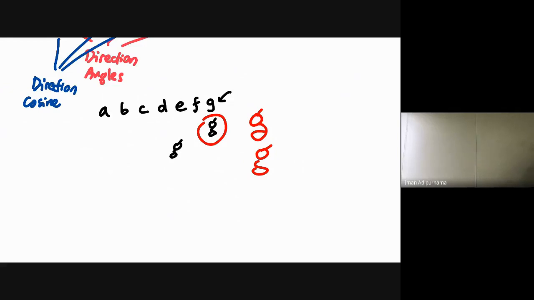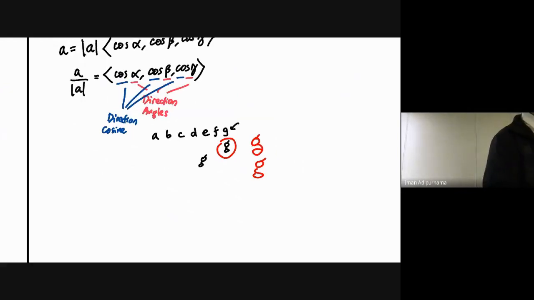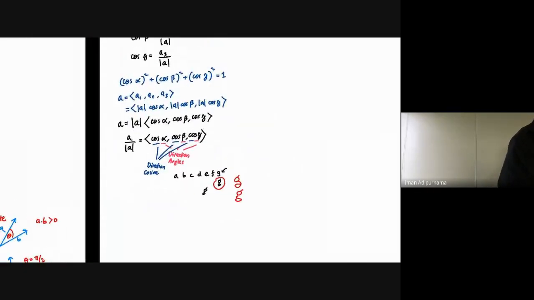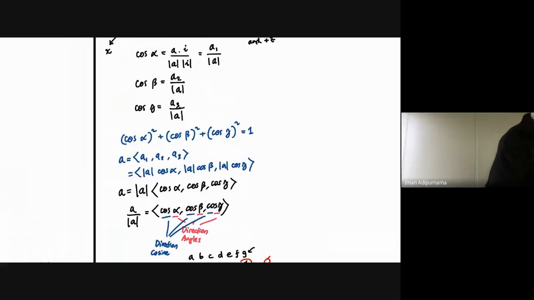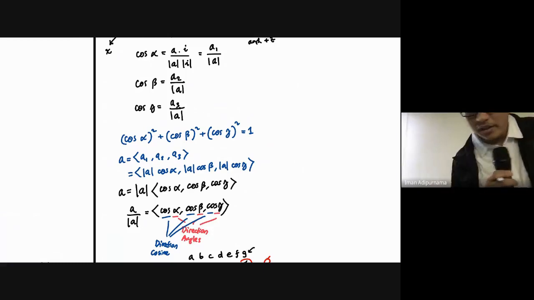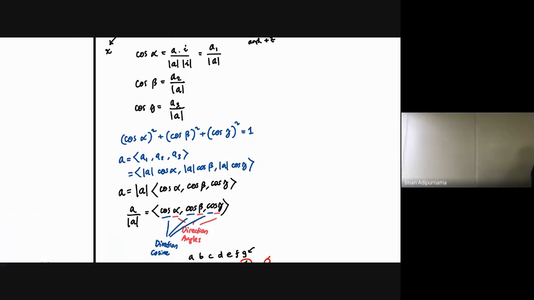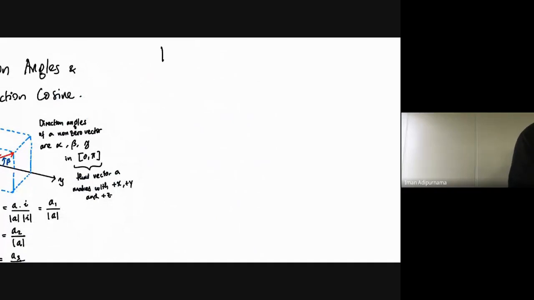Oh, interesting. Okay. That's the direction angles and direction cosines. Okay, we still have time, so we can still go. I think maybe up until the cross product, maybe the introduction of cross product. But before the cross product, let me go to what we call the projection.